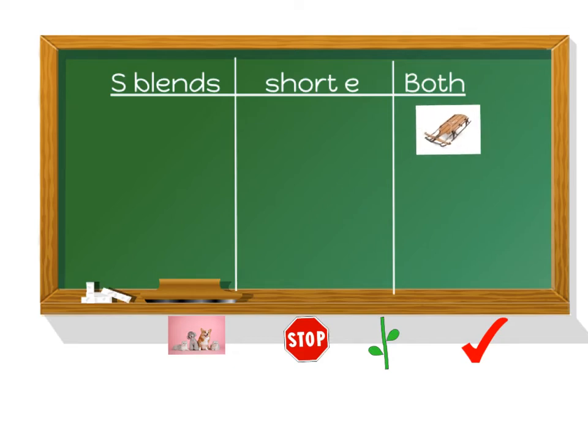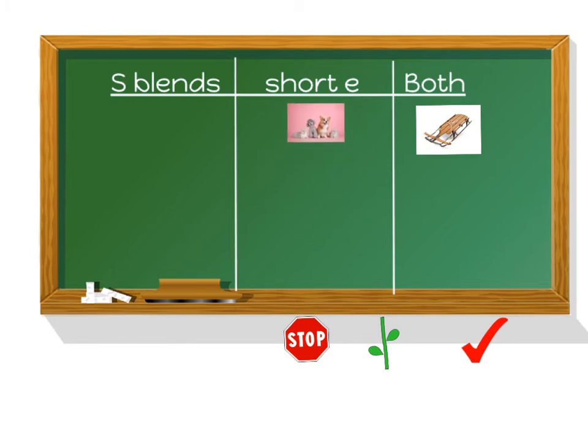Next, I see a picture of some pets. Does the word pet have an S blend? Pet. Nope, no S blend there. Does it have a short E? Pet. It sure does. I'll move it into the short E column.